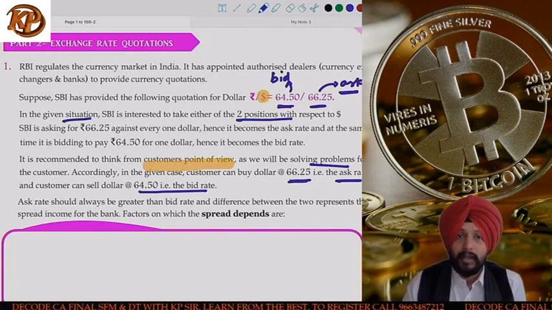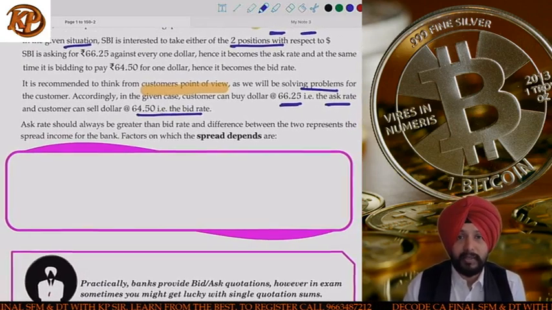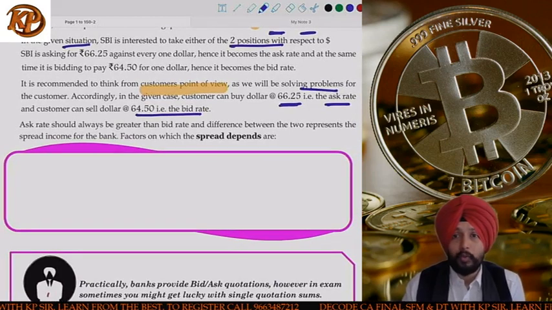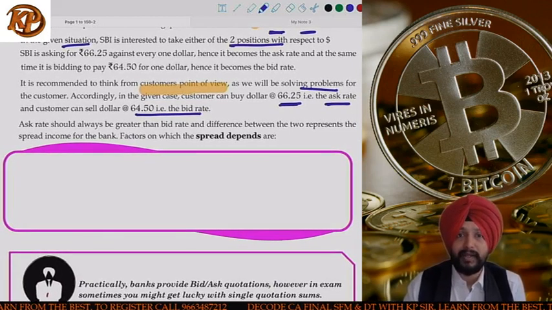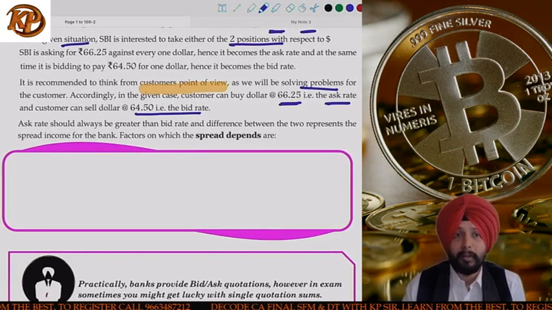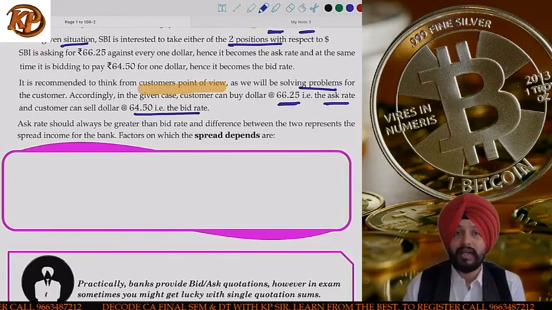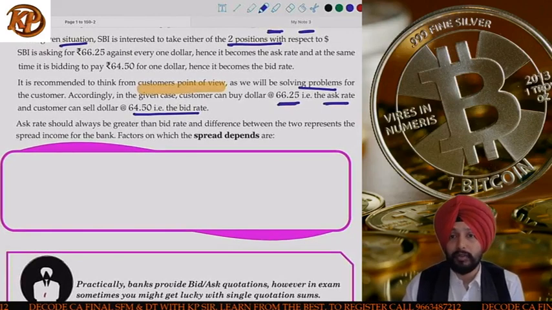Obviously we know this, that the ask rate should always be greater than the bid rate, because the bank will take more from you, only then they can make some profit. The difference between the two represents the spread income for the bank. The difference between bid and ask, we refer to it as the spread income for the bank. Spread means profit for the bank.